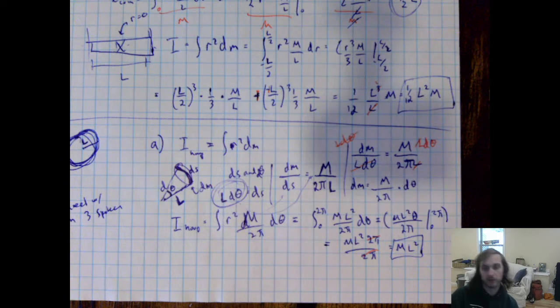And that's our moment of inertia for our hoop, which again, intuitively makes sense. All your mass is a distance of L away, so it's like you've got one point mass a distance of L away.